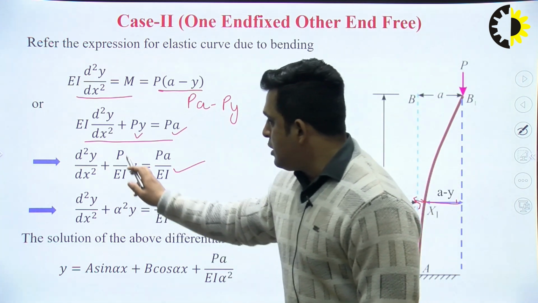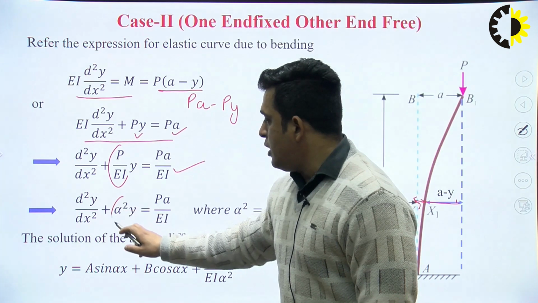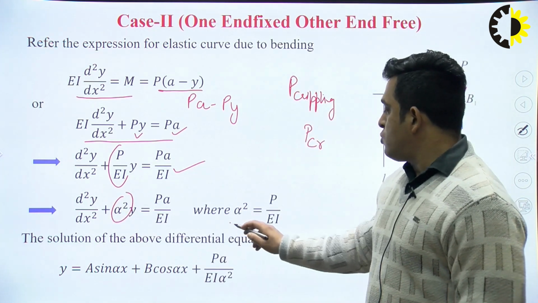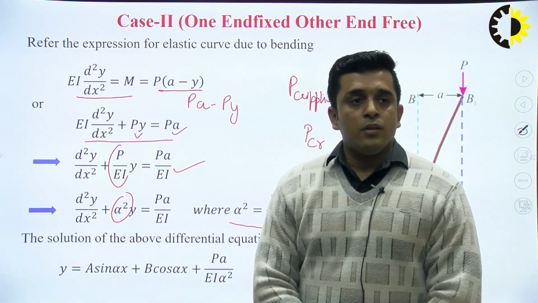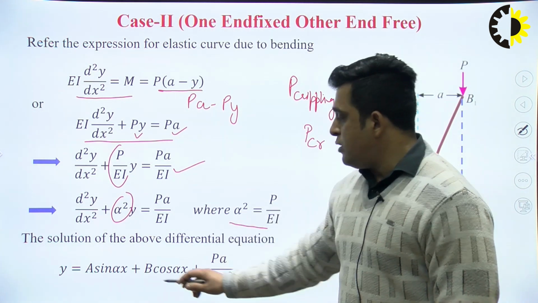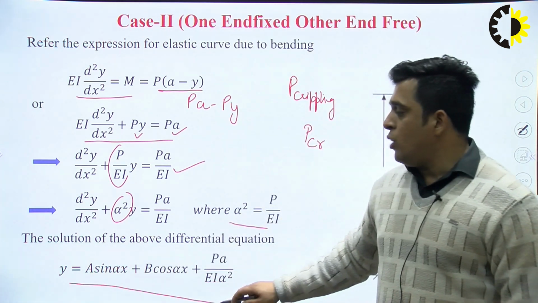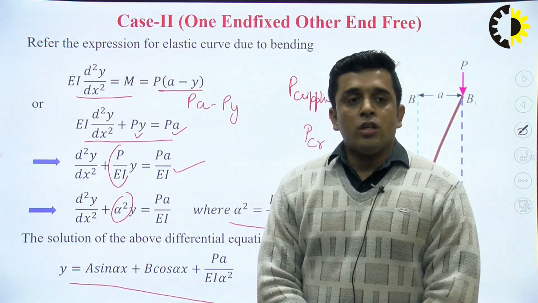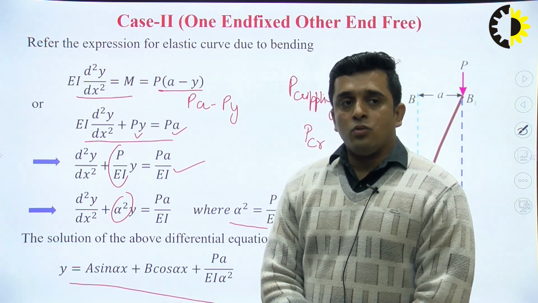If I replace this P by EI with a constant named alpha square, so alpha square will be equal to P by EI. Now the solution of the differential equation will be this: y is equal to A sin alpha x plus B cos alpha x plus (P upon EI) a by alpha square.